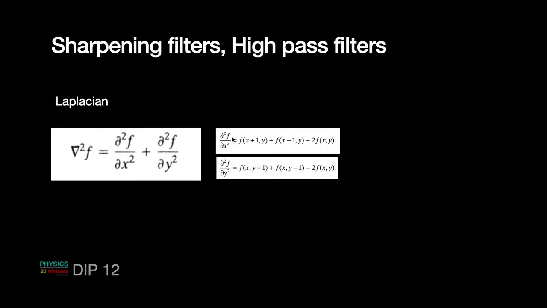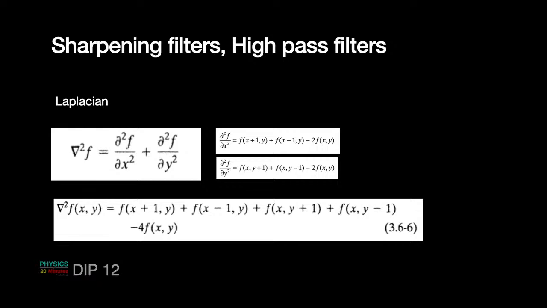So I can combine these two to write my Laplacian. So what is my Laplacian? My Laplacian is these two things combined: f of x plus 1 y, x minus 1 y, x y plus 1, x y minus 1, minus 4 f x y. So if I operate this on a given image element, I will create my Laplacian operator.